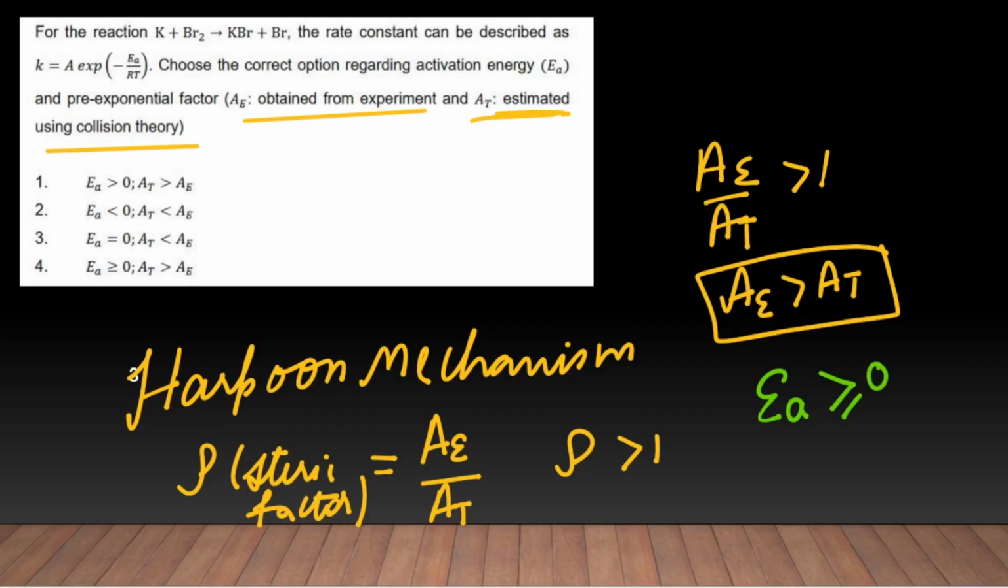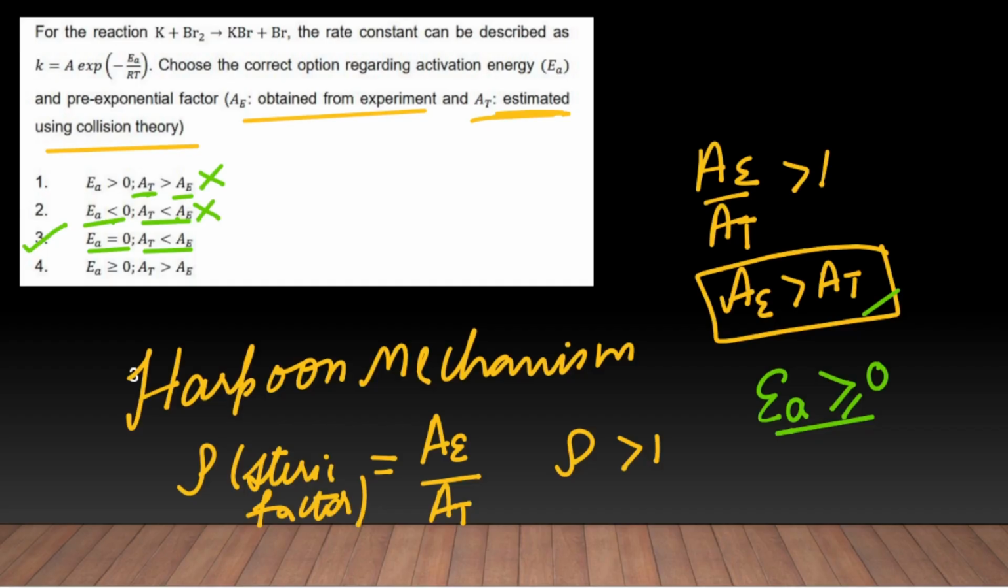Okay, so let us check this. AE is greater than AT, and activation energy is either greater than 0 or equal to 0, right? So in the first option it says AT is more than that of AE, so this is incorrect. Second, it says EA is negative and AE is more than AT. This condition is okay, but EA less than 0 is not possible. Activation energy for this process is always going to be greater than 0 or equal to 0. Third one says activation energy is 0 and AE is greater than AT. So this is the correct one.